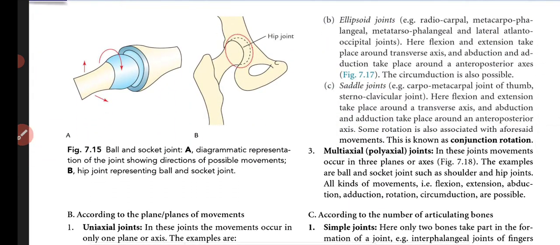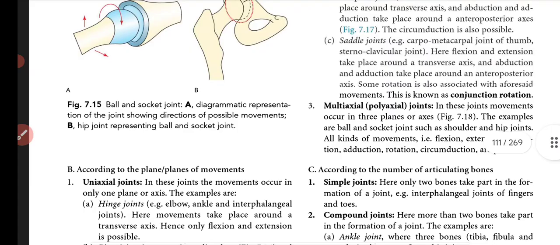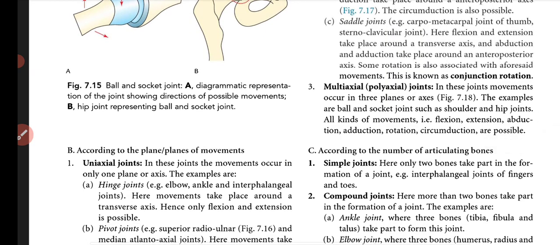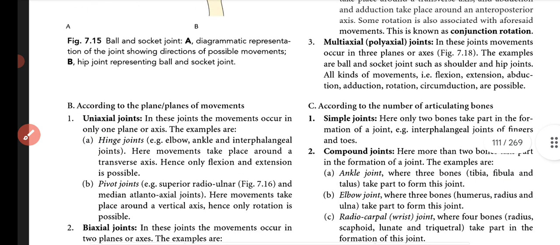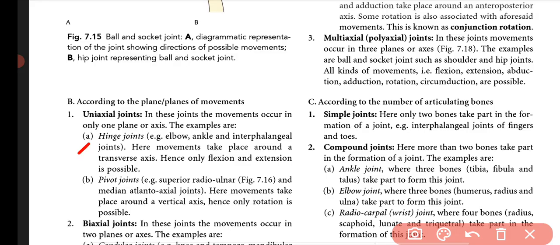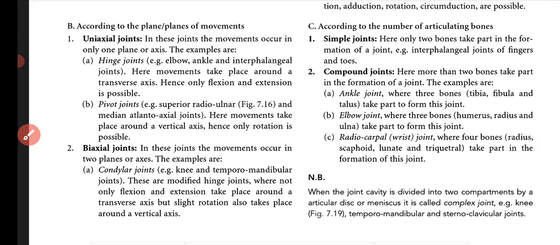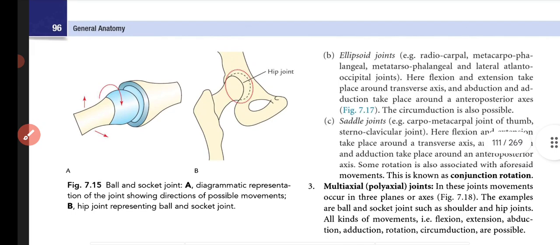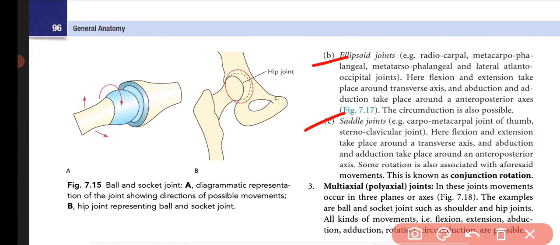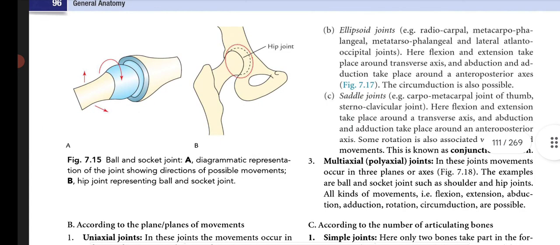Now, next classification is according to the plane of movement. It is either uniaxial, such as hinge joint or pivot joint; biaxial, such as condylar joint, ellipsoidal joint, and saddle joint, which have biaxial movement; and number 3 is multiaxial or polyaxial.